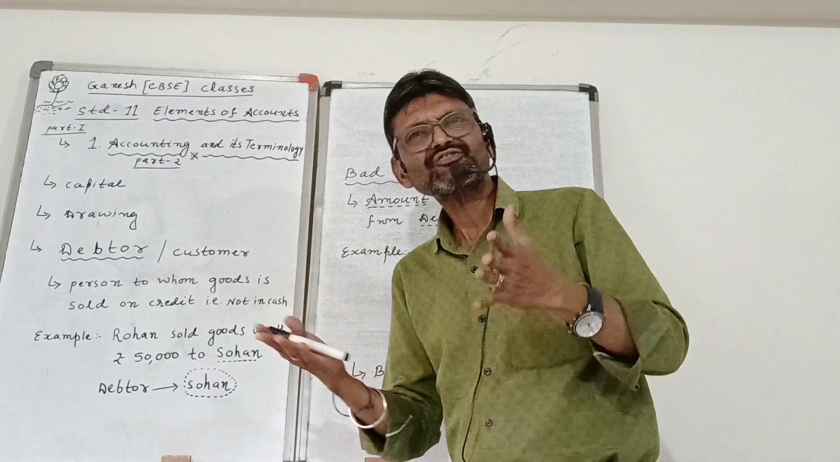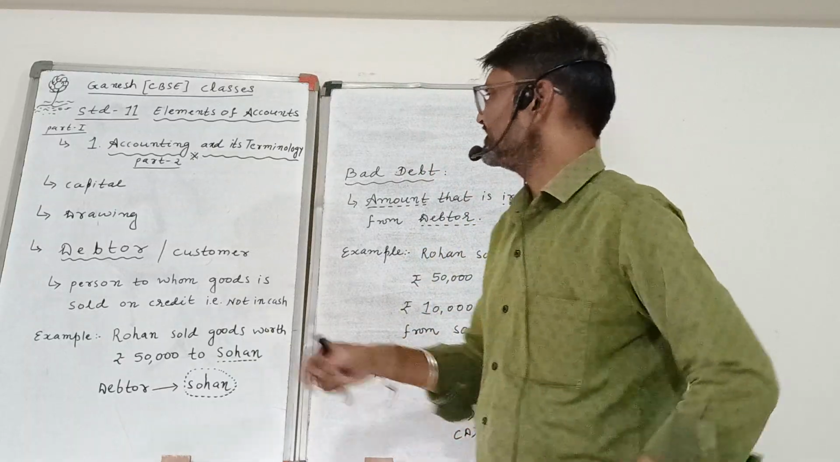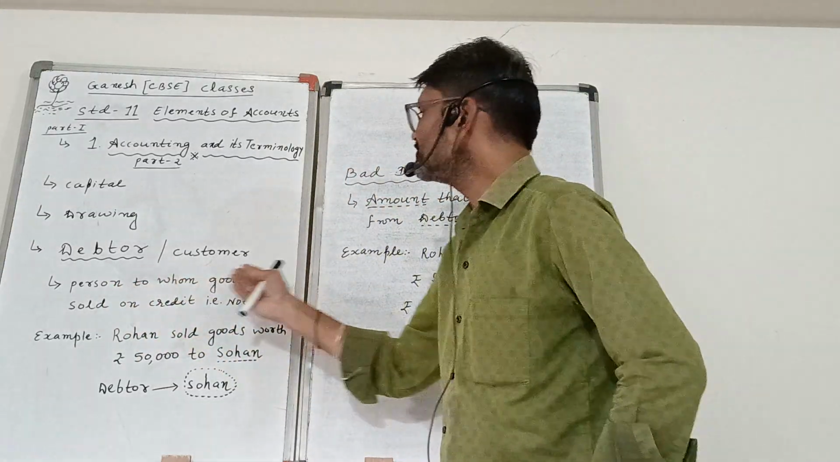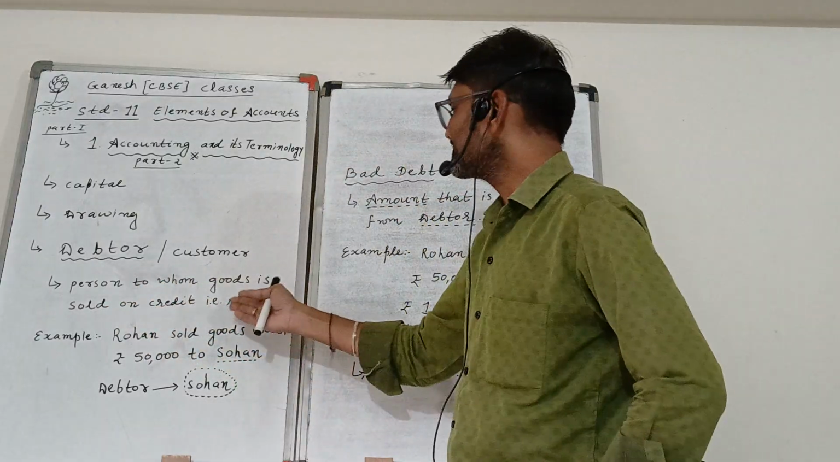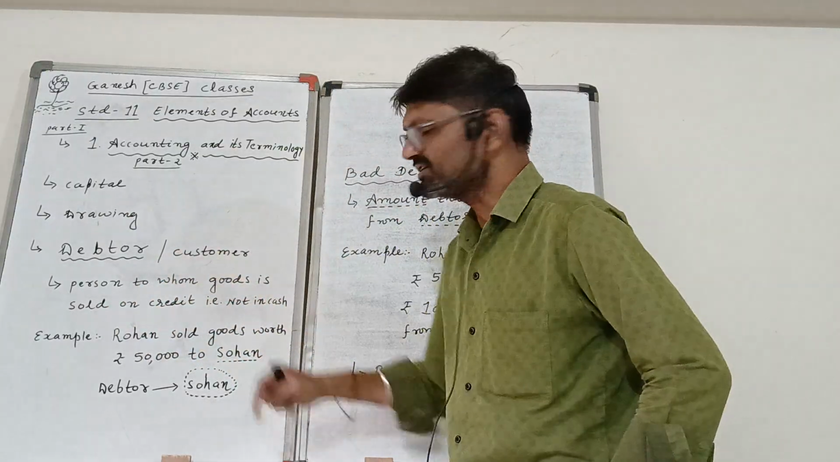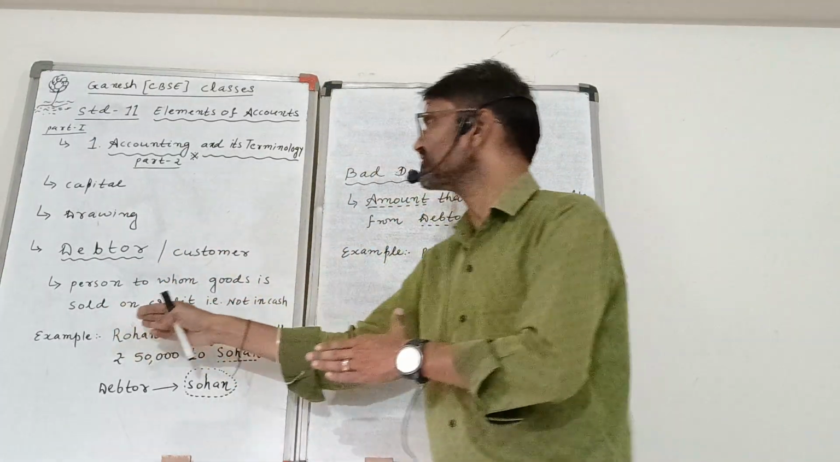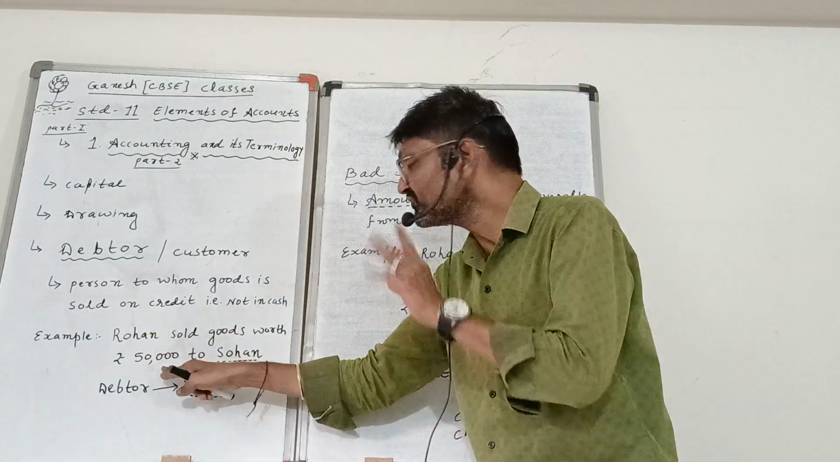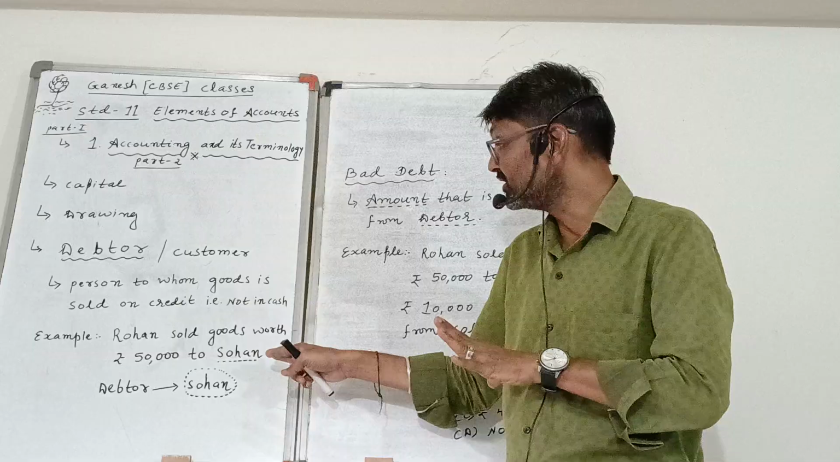Let us understand with one example. The definition: the person to whom goods are sold on credit, that is not in cash, is called a debtor. Now the example, try to understand it. Rohan sold goods worth rupees 50,000 to Sohan.